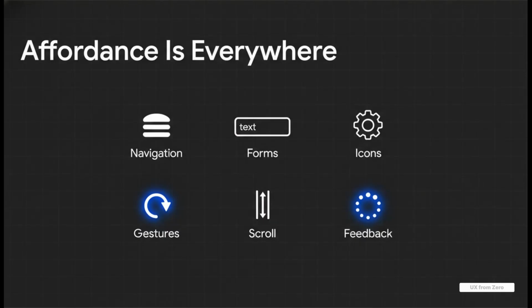The truth is, affordance applies to everything. We're talking navigation, form fields, those little icons you're supposed to understand instantly, even gestures like swiping. And it's also about feedback. You ever click something and nothing happens? That lack of response is a huge affordance failure. It leaves you wondering, did that even work? Should I click it again?